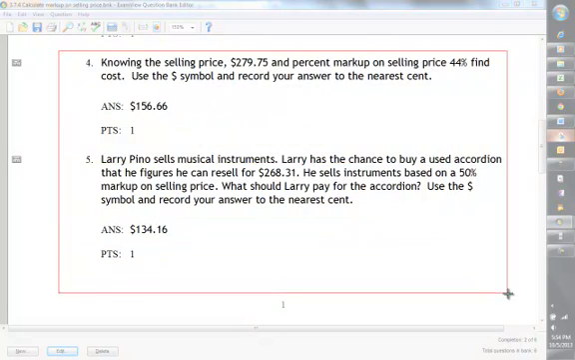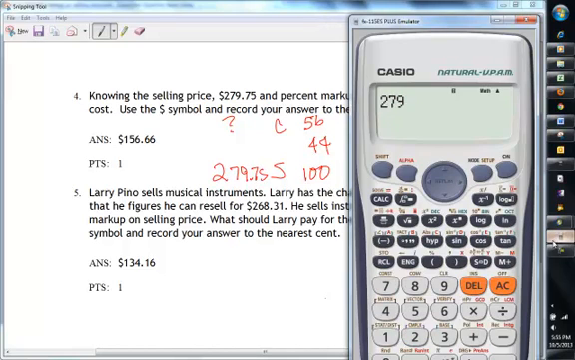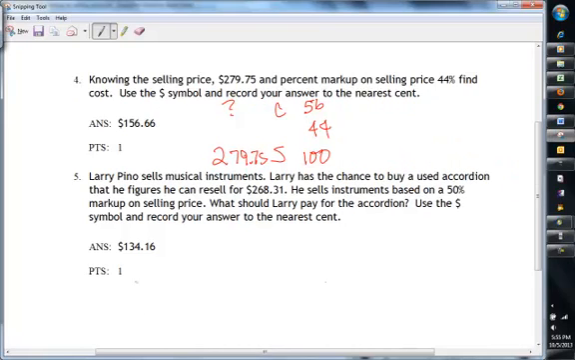Knowing the selling price is $279.75 and a markup on selling price is 44%. Find the cost. Well, cost would be 56%. So we're looking to cross multiply and divide. 279.75 times 56 divided by 100 gives us 156.66.